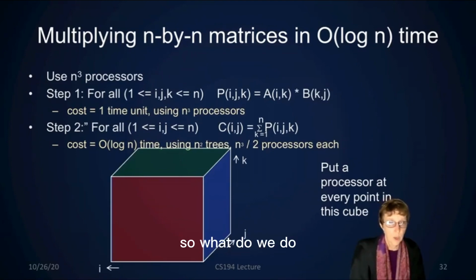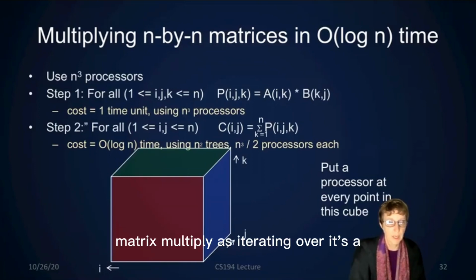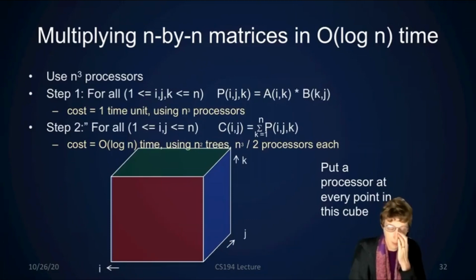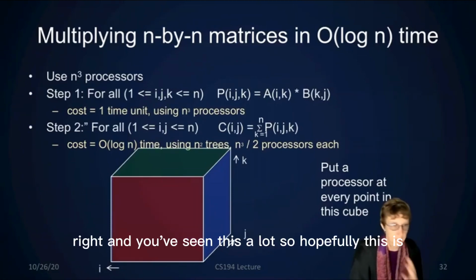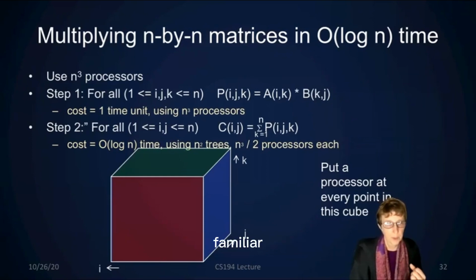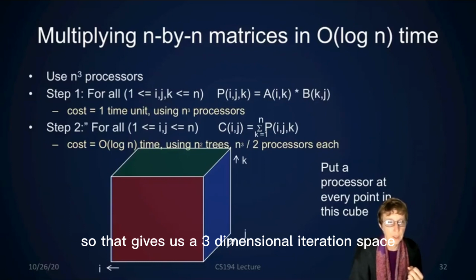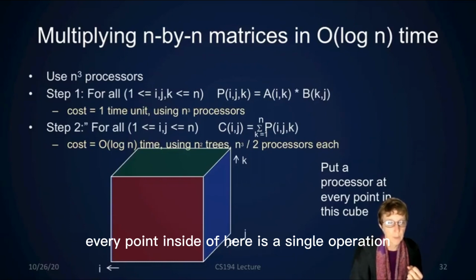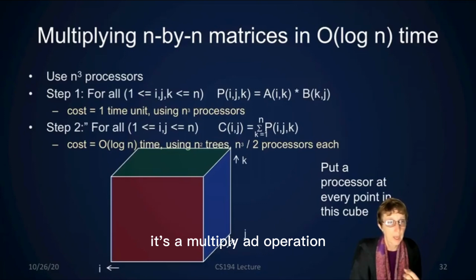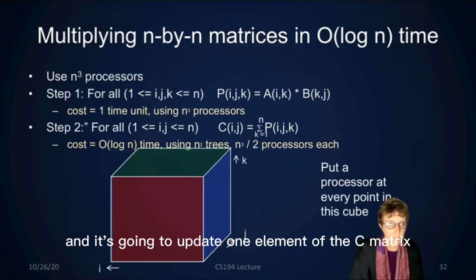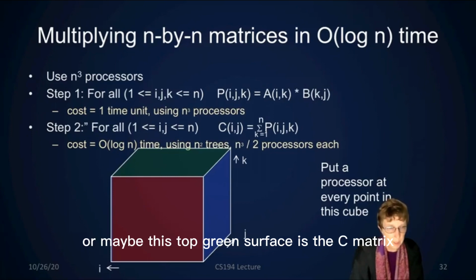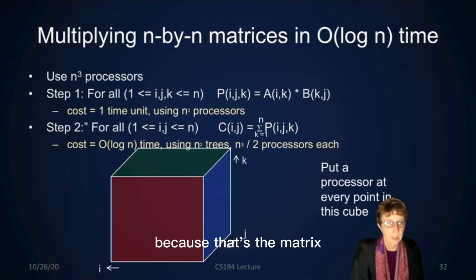So what do we do? Well, if I think of my matrix multiply as iterating over, it's a three loop nest, right? And you've seen this a lot, so hopefully this is familiar. You've got your I loop, your J loop, and your K loop. And so that gives us a 3-dimensional iteration space. Every point inside of here is a single operation. It's a multiply add operation. And it's going to update one element of the C matrix, which is, say, maybe this top green surface is the C matrix, because that's the matrix that is indexed by I and J.